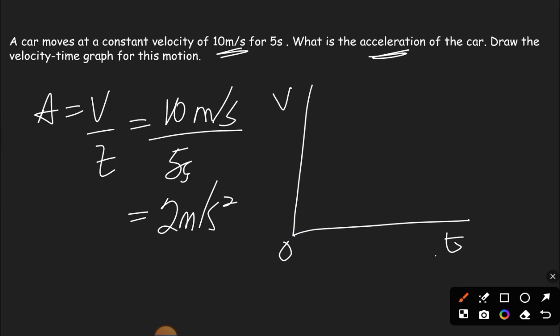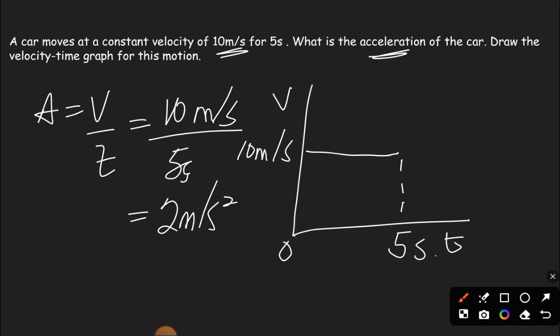That's for the spot. Now a car moves with a constant velocity. Now remember our diagrams. Constant velocity goes this way for 5 seconds. So constant velocity of 10 meters per second. So you can write 10 meters per second here. Then just make some short dashes. So 5 seconds.